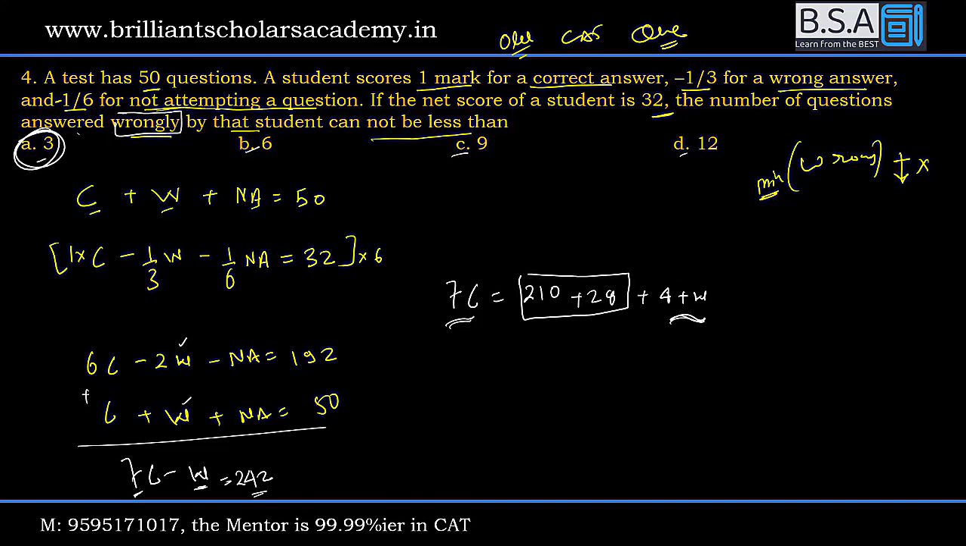Yes, 6c minus 2w minus na is equal to 192. That is correct. Yes. Try to remove one of the equation terms, one of the terms that are of no use to you. Wrong नहीं कैंसिल होना चाहिए. Wrong का हमें वैल्यू पता करना है चाहिए. That should not be cancelled.